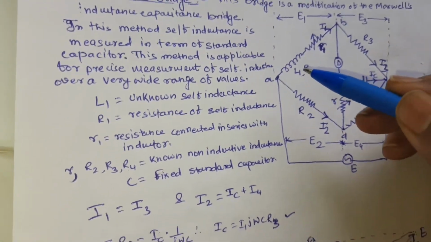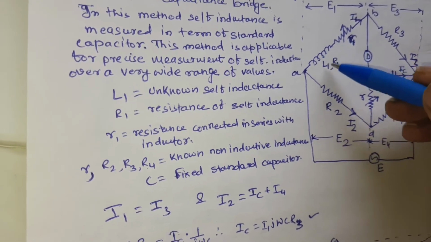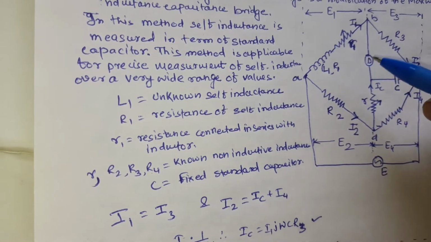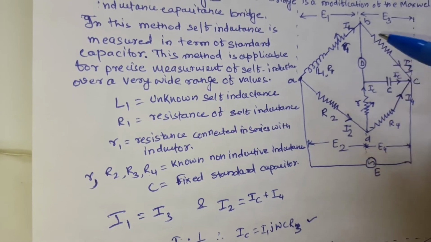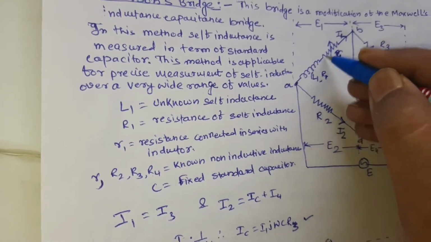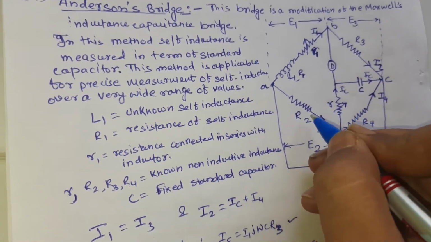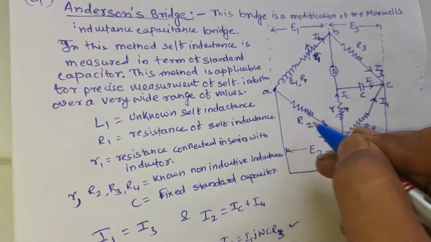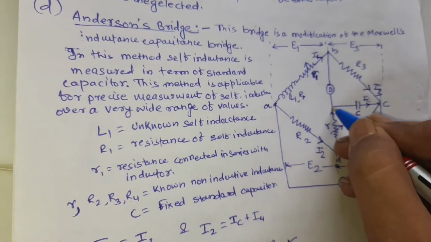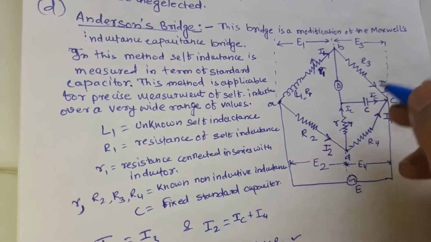The circuit diagram of the Anderson bridge: suppose this is the inductor that you have to measure using the bridge, having an unknown inductance L1 and unknown resistance R1, and suppose there is one variable resistor r connected in series with the L1. And second, in the arm 2, there is only a non-inductive standard resistance R2, and in R4 there is a modification. That means the galvanometer is connected through a capacitor and a variable resistance. So in this way the bridge is modified.